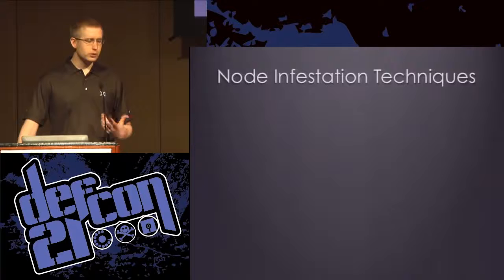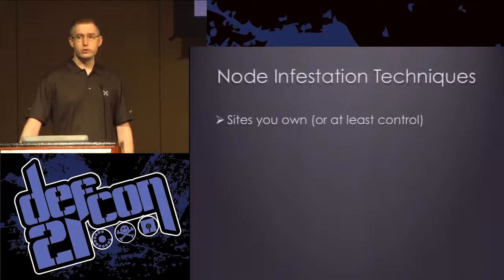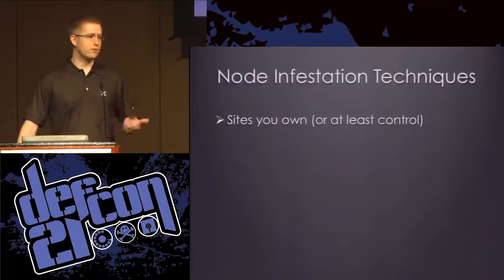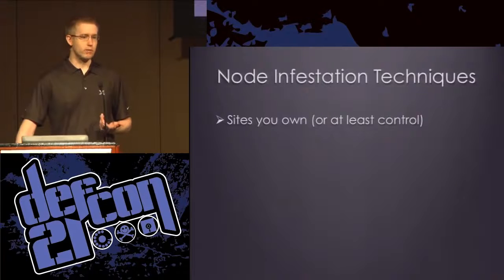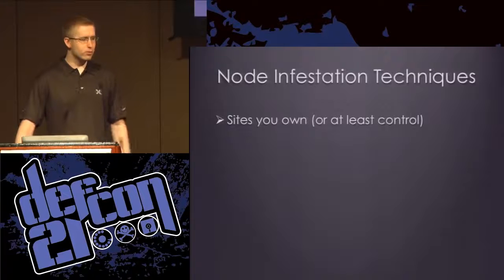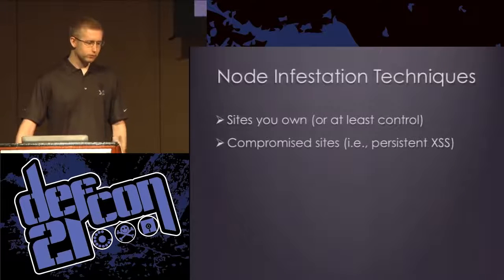The first and most obvious technique is to simply use a site that you own. If you own a site that's getting 1,000 hits every 5 minutes, then you have the capability to execute whatever code you want on 1,000 different web browsers every minute. That's a lot of power. Most sites don't do anything with that, but there's definitely the potential there.